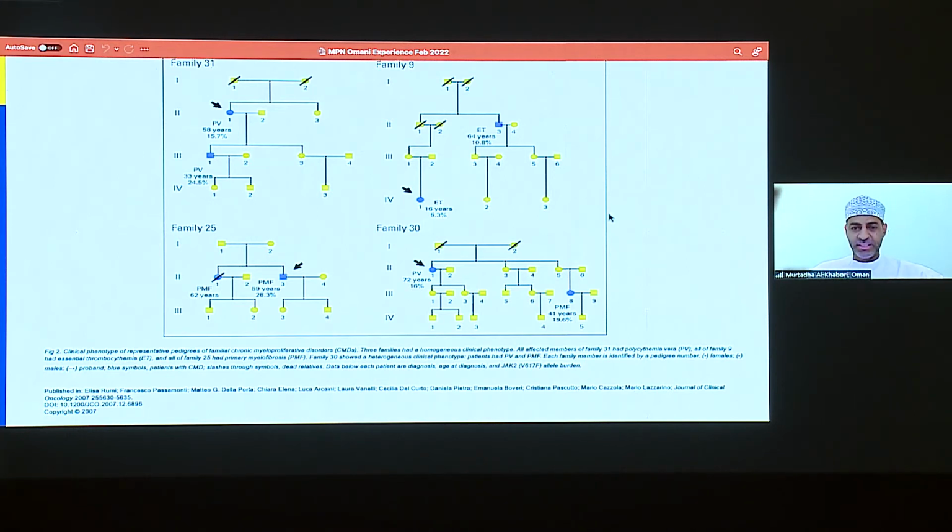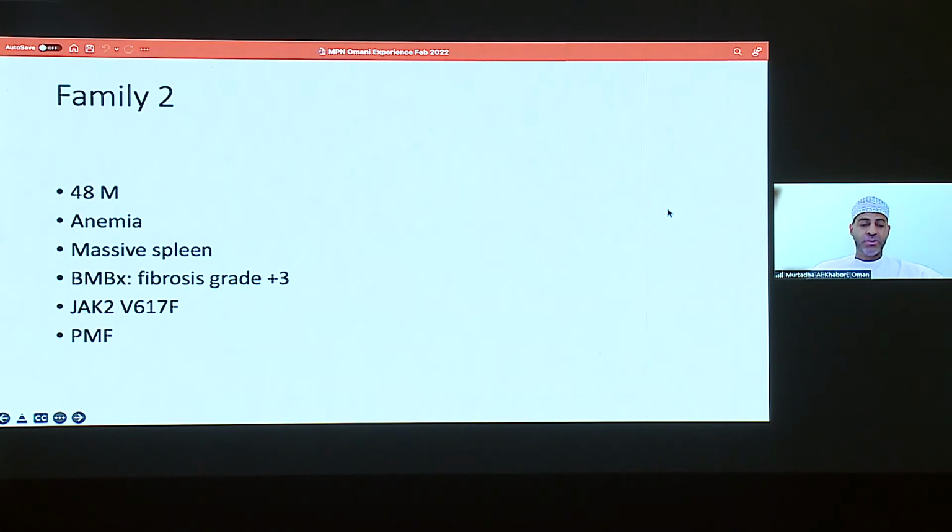Now, this is the classical description of MPN, what our case had. I'm sure you've seen similar cases in the region, in Saudi and elsewhere. However, we also see a different phenotype than what is reported in the literature. So this is another family: a 48-year-old male with anemia. He had massive splenomegaly, and his bone marrow biopsy showed grade 3 plus fibrosis. He was JAK2 positive, and his final diagnosis was primary myelofibrosis.